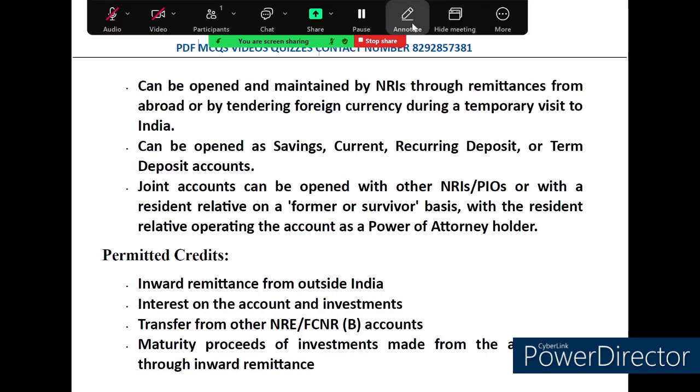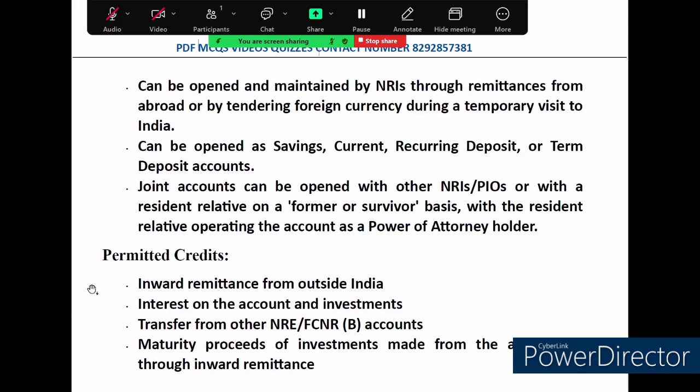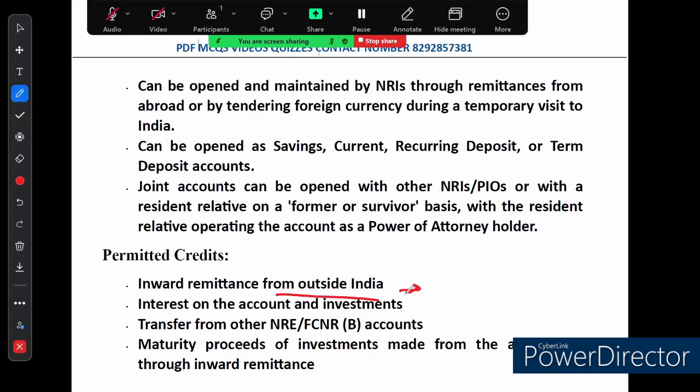You can see written here what type of transactions you are permitted to do with the NRI account, and we will talk about what kind of credits or deposits are allowed, what debits or withdrawals you can make, and some other facilities this account offers. Let's dive right in. Let's start with the credit, or the money you can deposit into your NRI account. Here is what is allowed. The first thing is inward remittance from outside India. This means that you can send money directly from your overseas bank account into your NRI account.